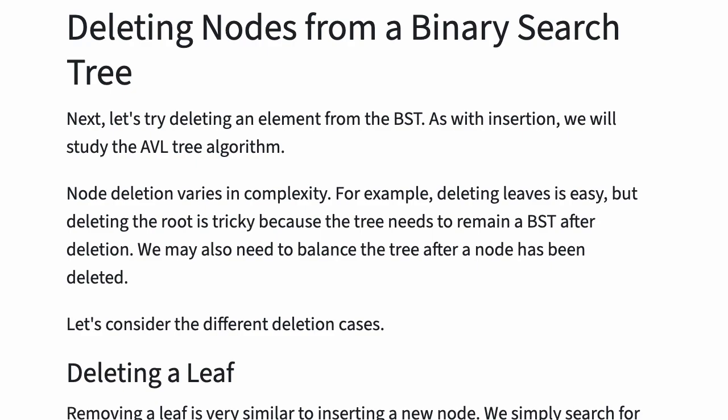Next, let's try deleting an element from the BST. As with insertion, we will study the AVL tree algorithm. Node deletion varies in complexity. For example, deleting leaves is easy, but deleting the root is tricky because the tree needs to remain a BST after deletion. We may also need to balance the tree after a node has been deleted. Let's consider the different deletion cases.